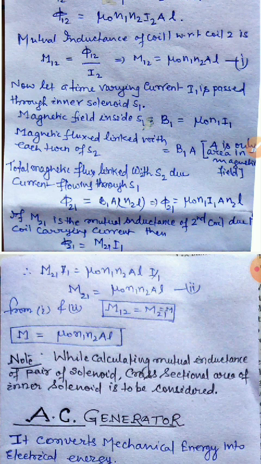Here, which solenoid the current is flowing through is not material. What affects it is the area of the inner solenoid. The cross-sectional area of the inner solenoid is to be taken into consideration.